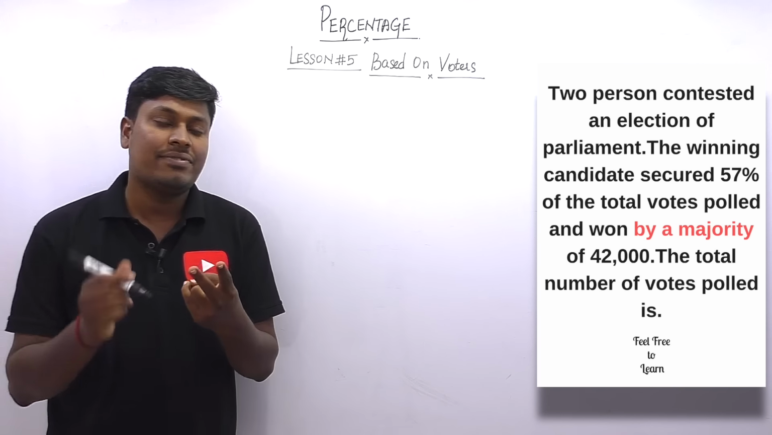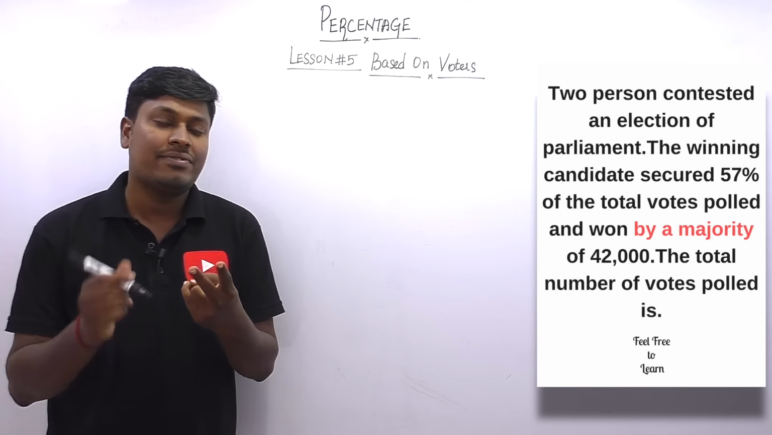And in the question they have directly given that the winner candidate secured 57% of the total votes. Out of total votes, the winner got 57%. And remember that solving a question that is based on elections, two words are most important. Just now I have told you, one is the word majority and second is the word by. So these two words play a major role while solving questions based on elections, right?